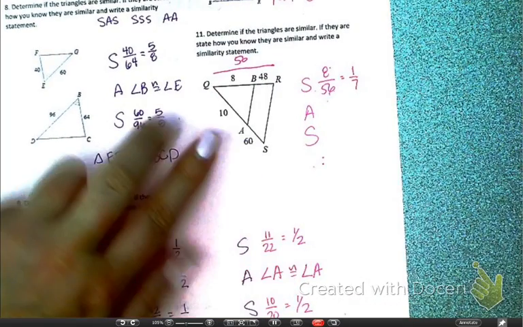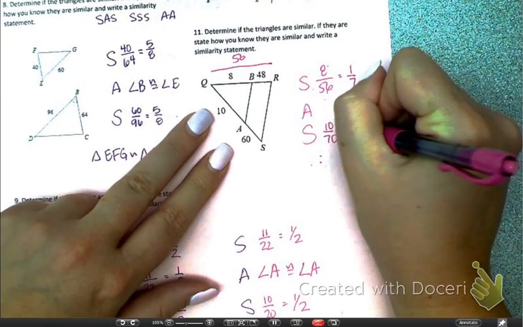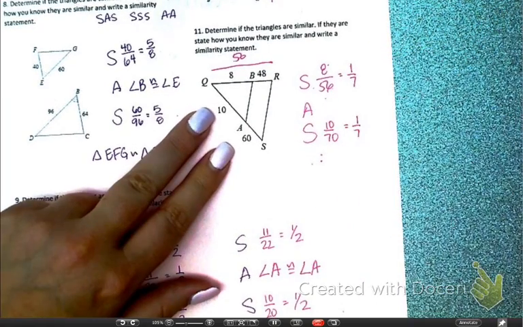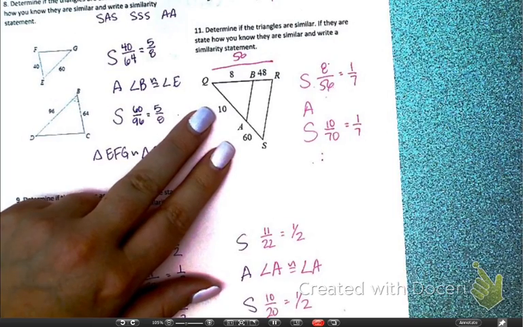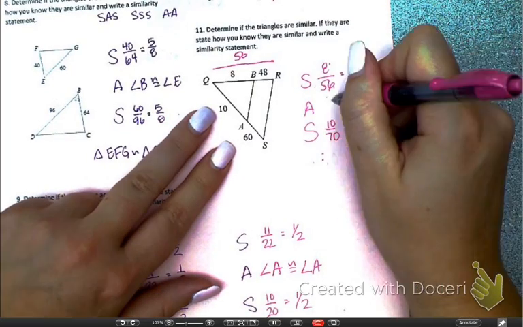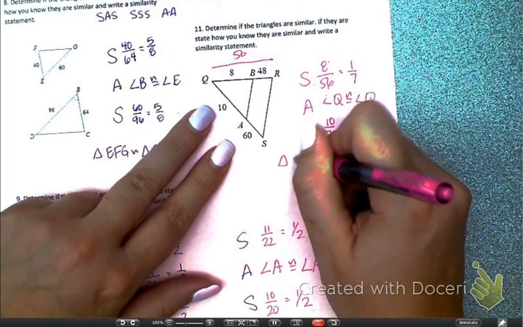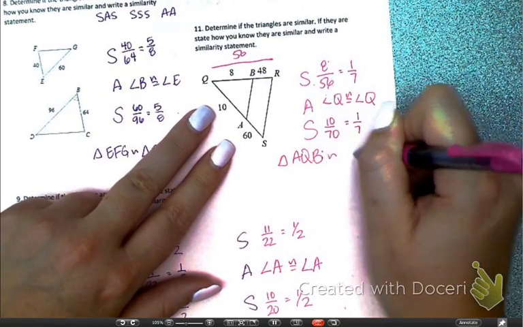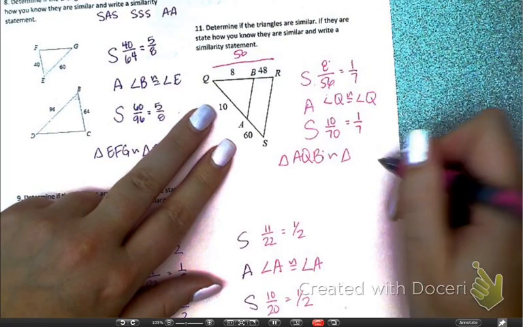What's the small triangle here? 10 over 70, which reduces to 1/7. Now, you got 1/6, but that is not the ratio for each of the triangles. That's the ratio for the pieces. Okay, so be very cautious. Small triangle to big triangle. Are there angles that are congruent? Angle Q. So triangle AQB is similar to triangle what? SQR, good.